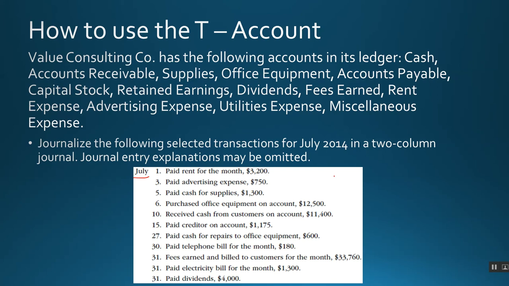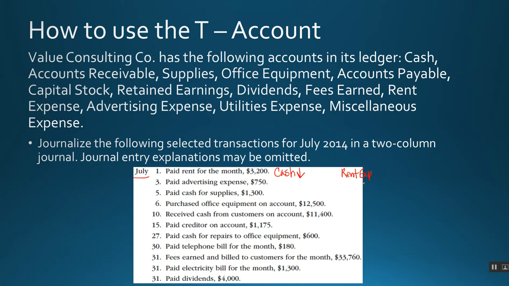So what are the two accounts impacted? Paid says cash, right? So cash is one of them. And then the other account is what? Rent expense. So the question is, is cash increasing or decreasing in my business? It's decreasing. Cash is going out to pay the rent.